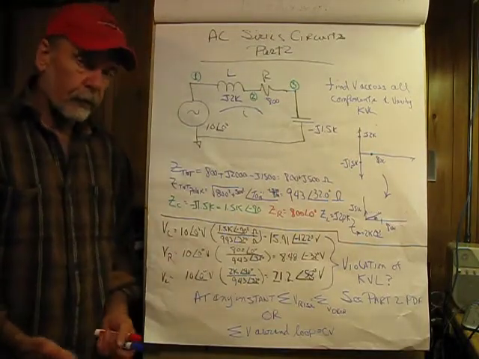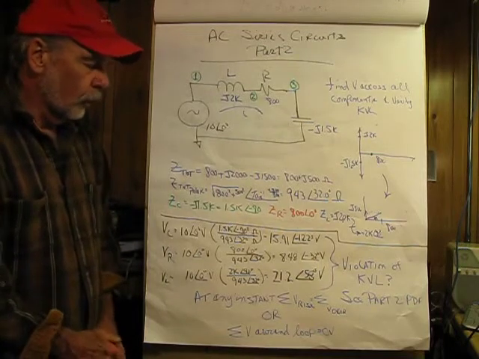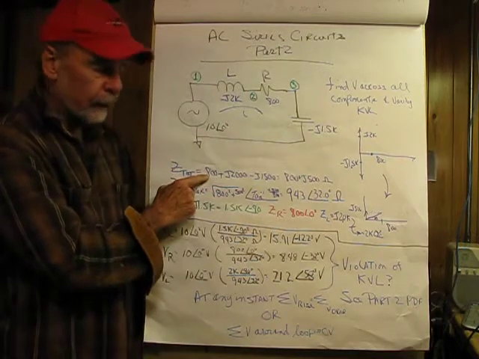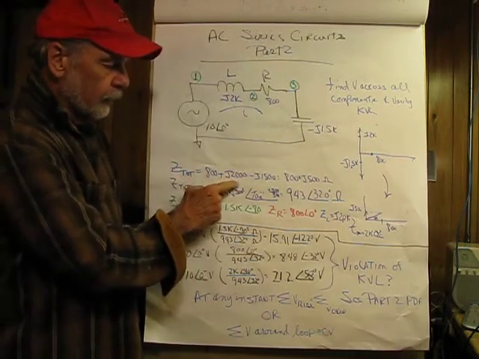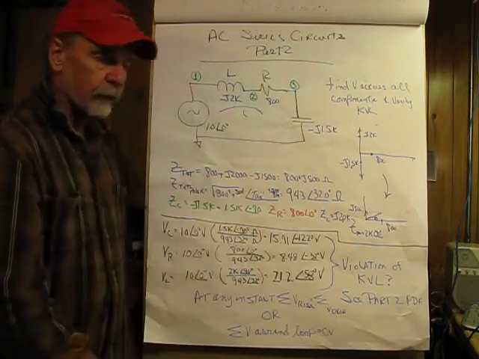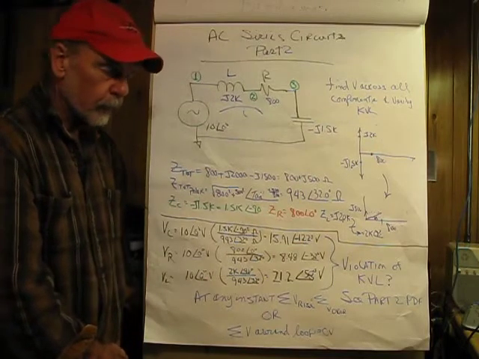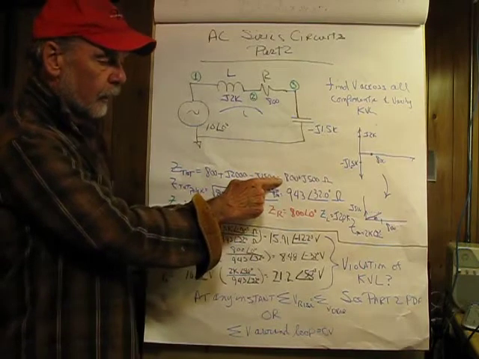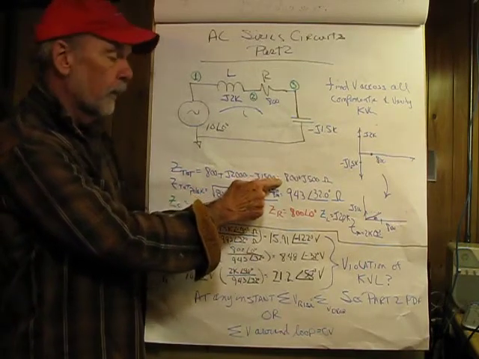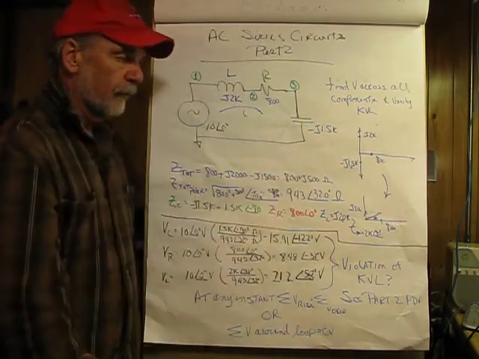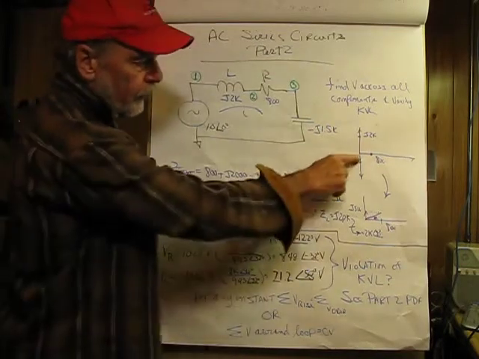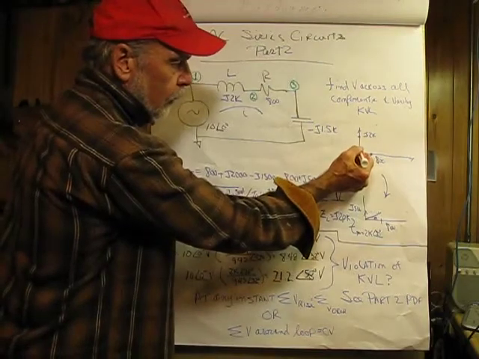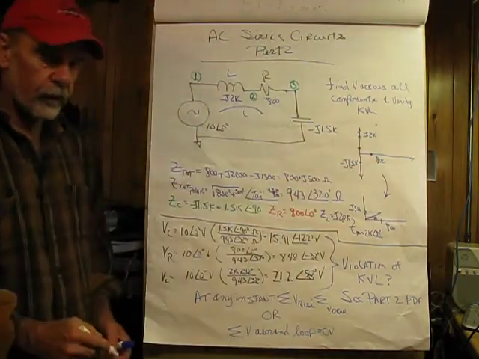So first order of business, as usual, is to find Z total, and we're just going to add up the terms here. We have a real 800 ohms, and the J2000 and negative J1500 are like terms, so we can add them together, and that gives us a total impedance in rectangular form of 800 plus J500. So basically where we would be sitting is somewhere around here for the sum of the L and the C.